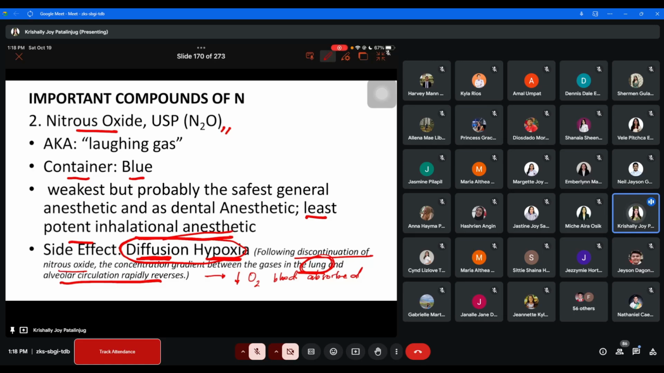Okay? So as a prevention, para maiwasan ito, yung diffusion hypoxia, we tend to give 100% oxygen sa patient few minutes after i-discontinue ang nitrous oxide, yung anesthetic na ito. Bibigyan ang patient, mga few minutes after siya i-discontinue, ng 100% oxygen para maiwasan yung diffusion hypoxia.